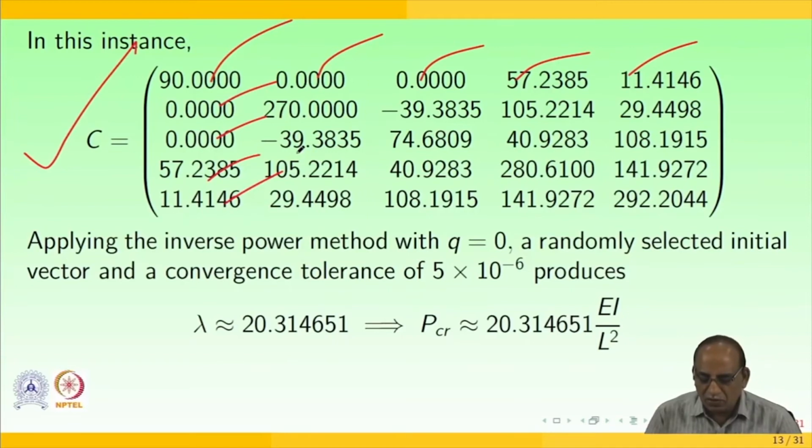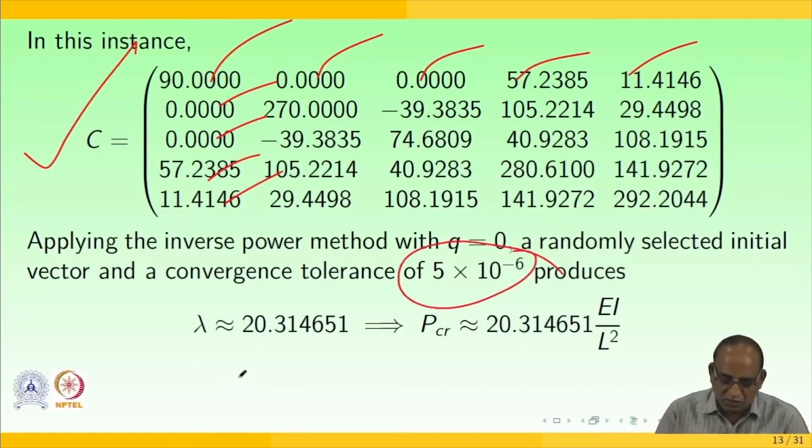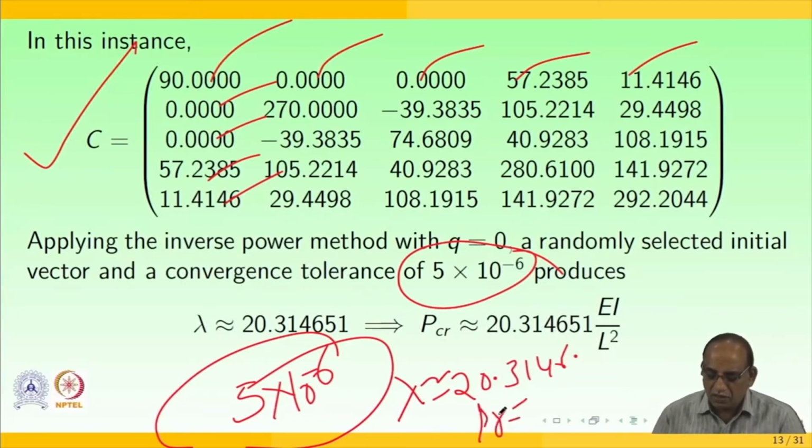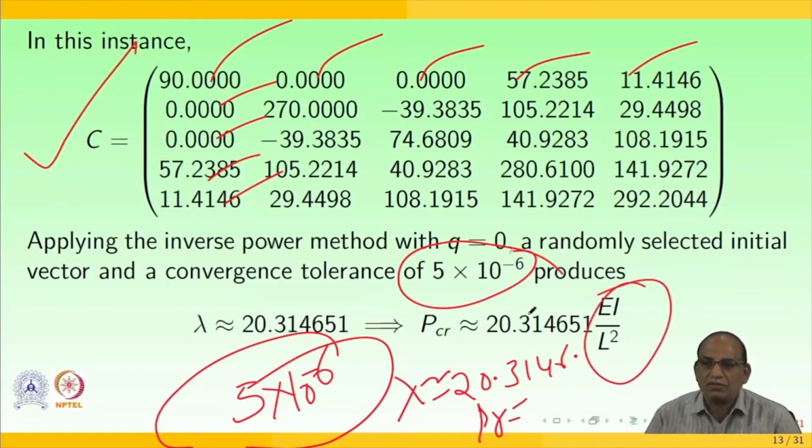Applying the inverse power method with q equal to 0, a randomly selected initial vector, and a convergence tolerance of 5 times 10 to the power minus 6 produces lambda approximately 20.3146, and the corresponding critical load P critical is 20.3146 EI upon L squared.